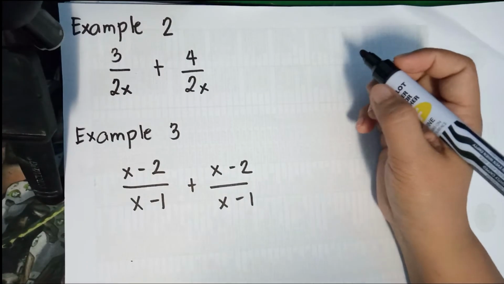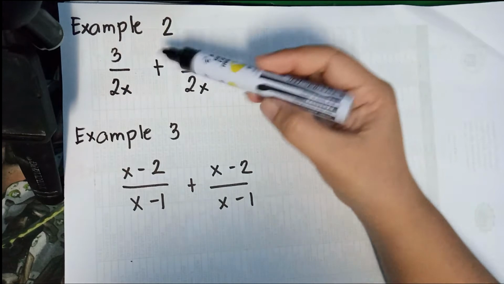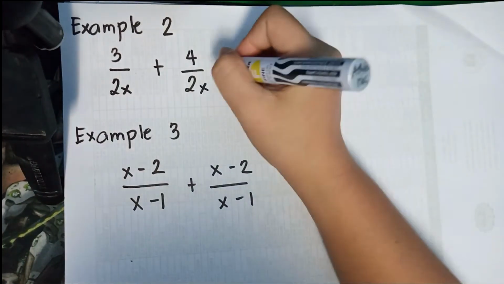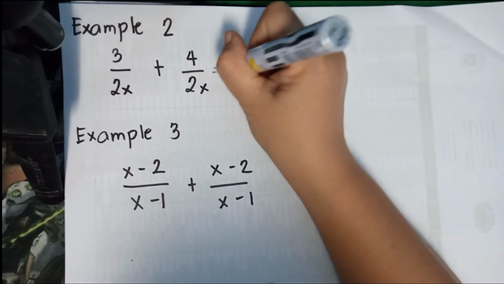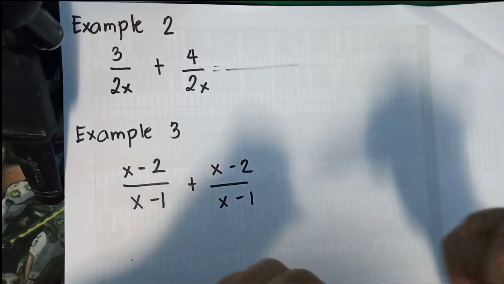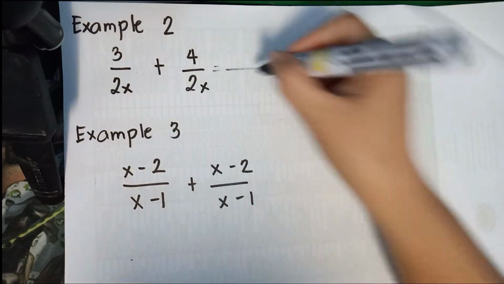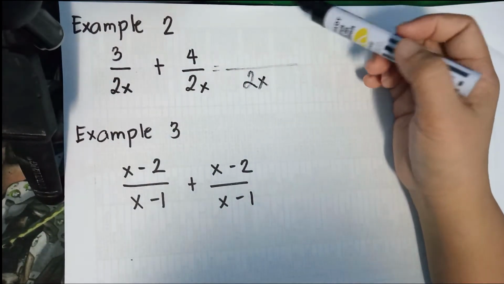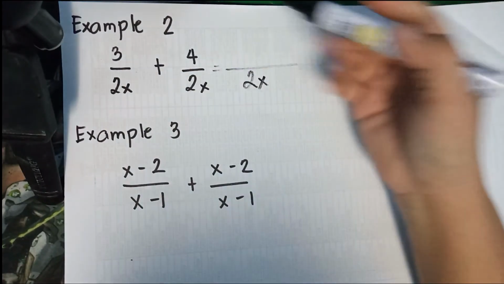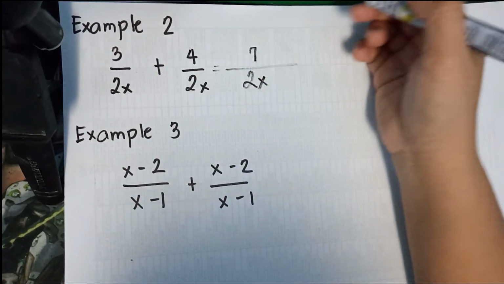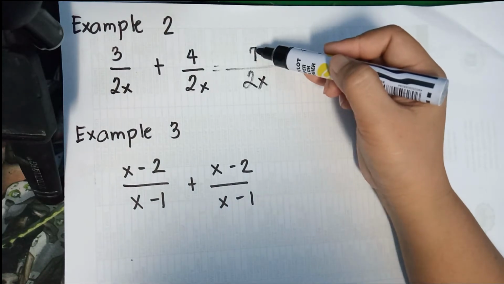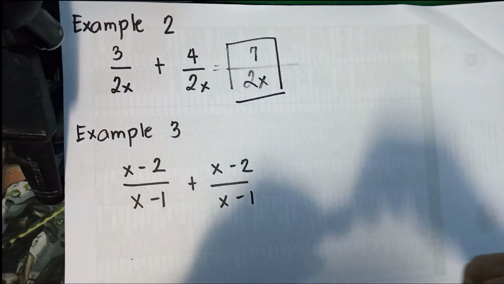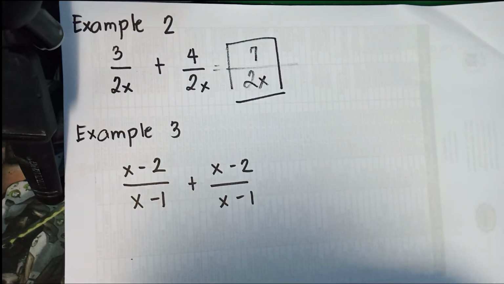Example number 2. 3 over 2x plus 4 over 2x. Since they have the same denominator, all we need to do is copy the denominator, which is 2x, and add the numerators. 3 plus 4, that is 7. Since there is no common factor between 7 and 2, then our final answer is 7 over 2x.